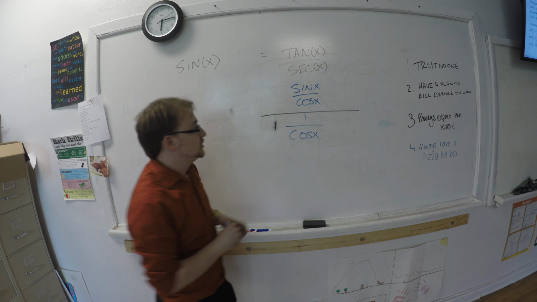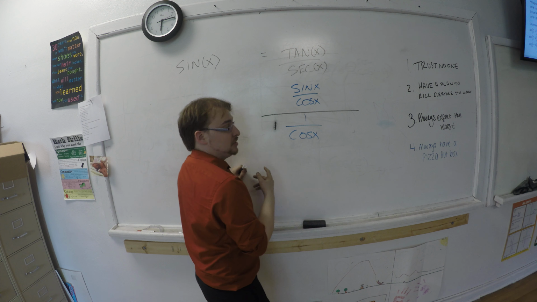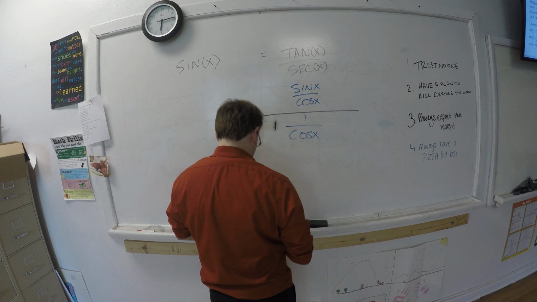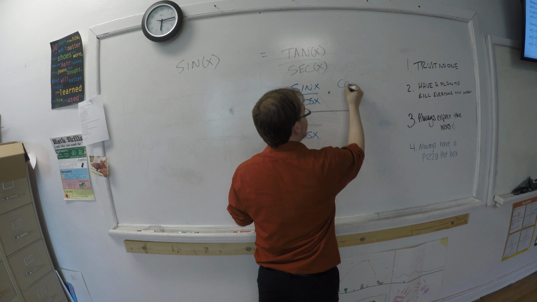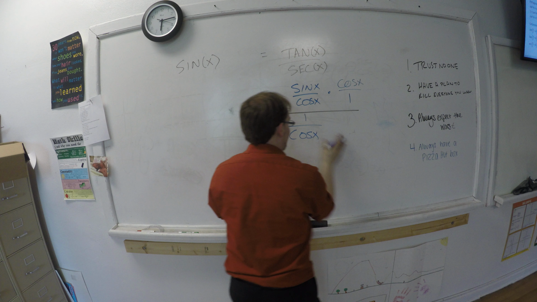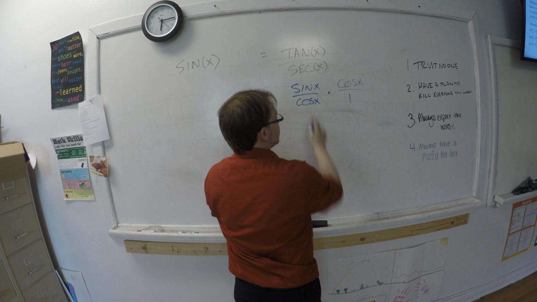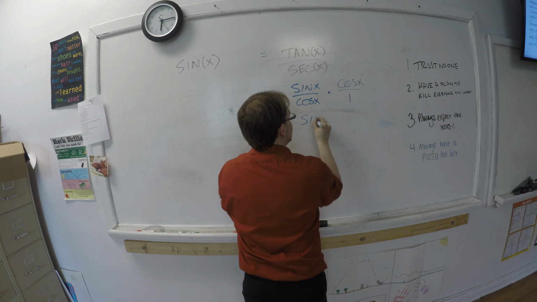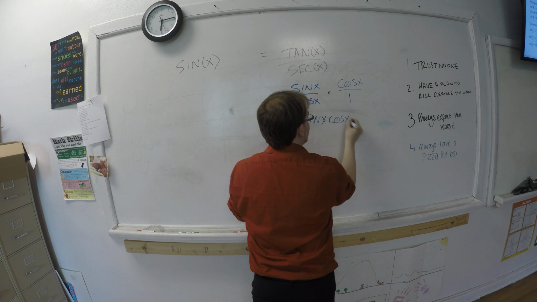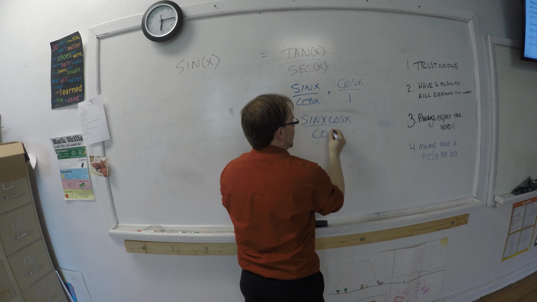So, instead of dividing, we're going to multiply by the reciprocal. So flip this guy. Cosine is going to go on top, 1's going to go on the bottom. Now we erase this. Cross out your cosine. This times this: sine of x cosine x, over cosine x.